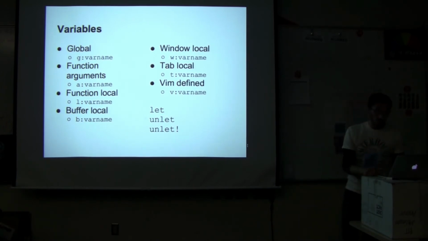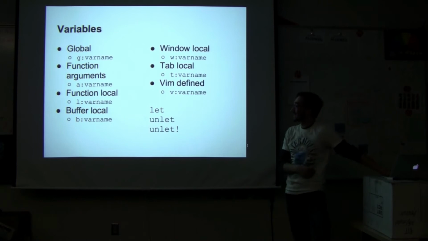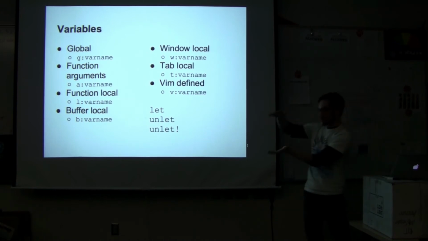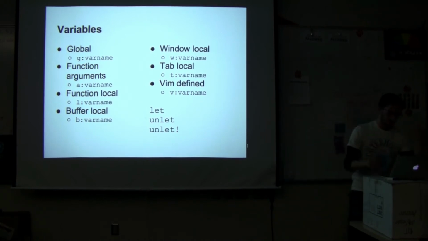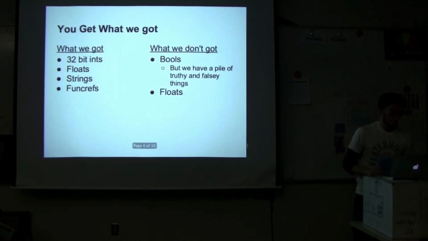And you can set them using the let command, you can get rid of them using the unlet command, and you can get rid of it even if it doesn't exist with the unlet bang command. If you try to unlet something that doesn't exist without the bang, I don't want to say Vim crashes, but you get like a spew of red text at the bottom and you don't understand what's going on.